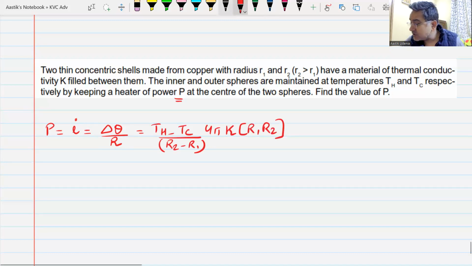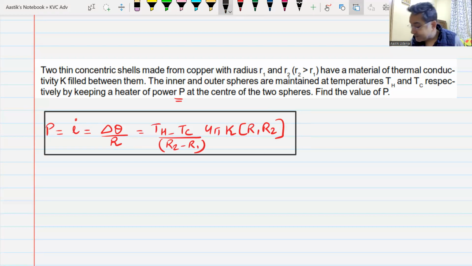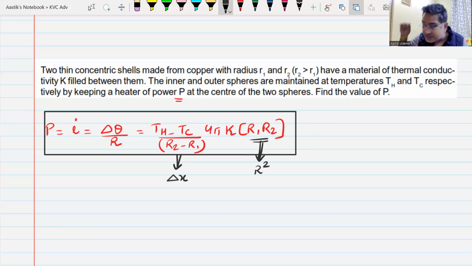And if you look at this question and the question that we had done previously, the answer is exactly the same. In the previous question, this R2 minus R1 was delta X. Yes or no? Yes, sir. Thickness of the shell, and in place of R1 R2 we simply had R square because both the radii were exactly equal. So both the questions are exactly similar. One was for a very thin shell, this one was for a thick shell. Do we understand this, or has this gone above our heads?